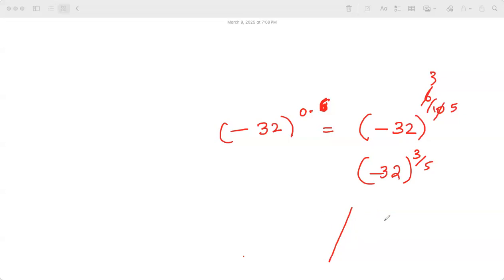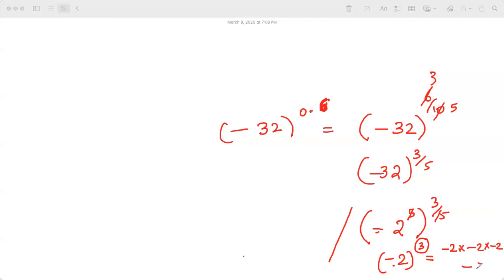I would want to express this as a prime power. Prime power means minus is there, but I can do it as minus 2 power of 5 whole power of 3 by 5. Now 5 and 5 can get cancelled. This will end up with minus 2 whole power of 3. Minus 2 whole power of 3, 3 being an odd exponent, it will end up with minus 2 times minus 2 times minus 2, which is minus 8. Did you get it? Cheryl: Yeah, I get it now.